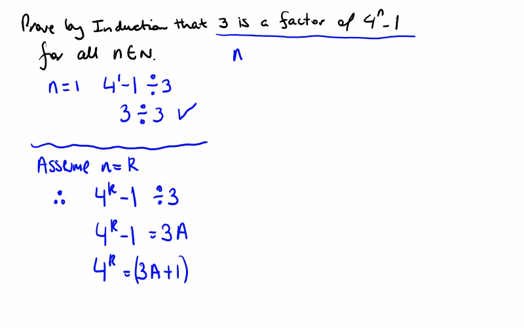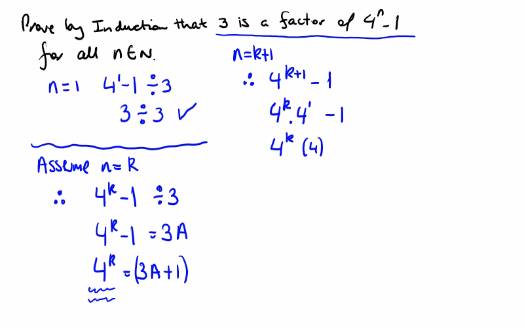Now, when n is equal to k plus 1, we get 4 to the power of k plus 1 minus 1. And is this divisible by 3? So as we know from previously, the key is always the assumption. So this 4 to the power of k, you can see, is going to come from 4 to the power of k. If we split 4 to the power of k plus 1, we're going to get 4 to the power of k by 4 minus 1. And what we want to do is split 4 to the power of k into something else, which is our 3a plus 1.